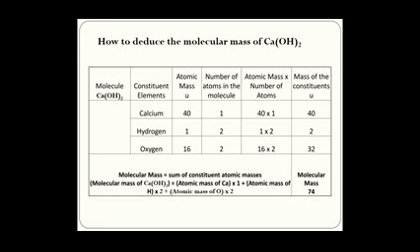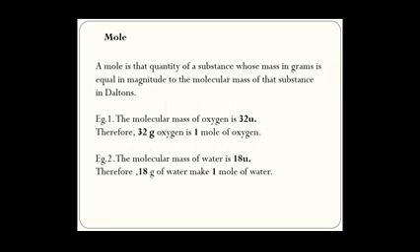So calcium atomic mass 40, number of atoms 1. Atomic mass into number of atoms, 40 into 1, that is equal to 40, the mass of the constituent element. Hydrogen atomic mass 1, number of atoms 2. So 1 into 2, 2. Oxygen atomic mass 16, number of atoms 2. So both hydrogen and oxygen have 2 atoms. So 16 into 2, 32. So we will add 40 plus 2 plus 32, that is equal to molecular mass 74 here. Now the rest you do as homework.